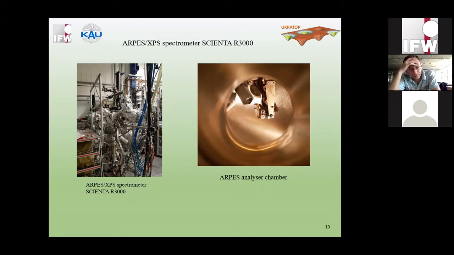To measure the created samples, I use XPS express analysis and ARPES. You can see the photo of this device and the photo of the analyzer chamber. This spectrometer allows making express spectra with an X-ray energy of 1300 electron volts, and an ARPES analyzer with radiation of a helium lamp.